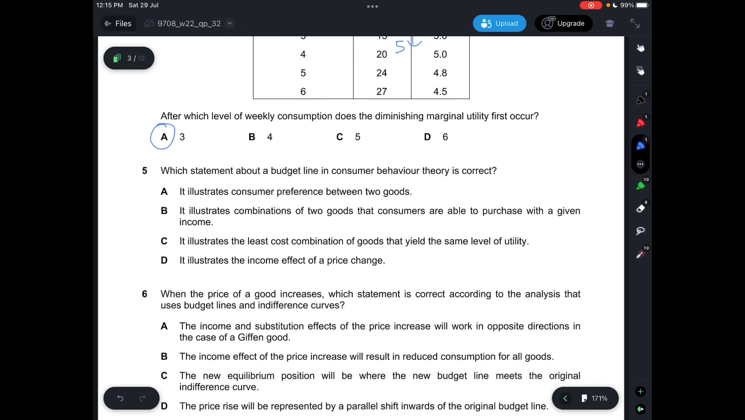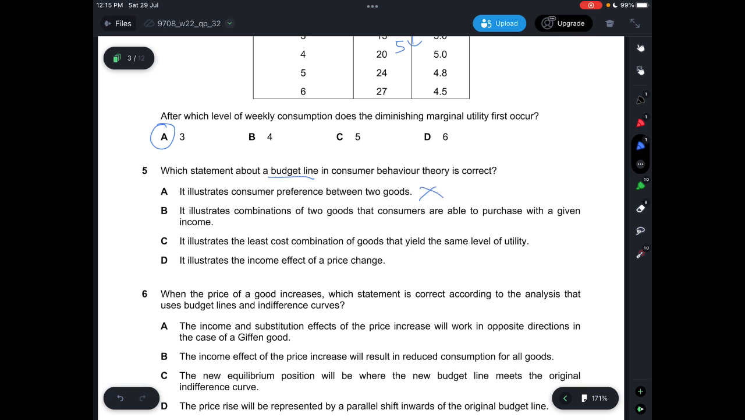Question 5, which statement about a budget line in consumer behavior theory is correct? So a budget line is basically something like a PPC. PPC is to show the maximum combination of two goods that an economy can produce with given resources. But a budget line is basically the maximum combination of two goods that a consumer can buy with his or her given income. So A, it says it illustrates consumer preferences between two goods. This is actually less accurate, so A would rule that out.